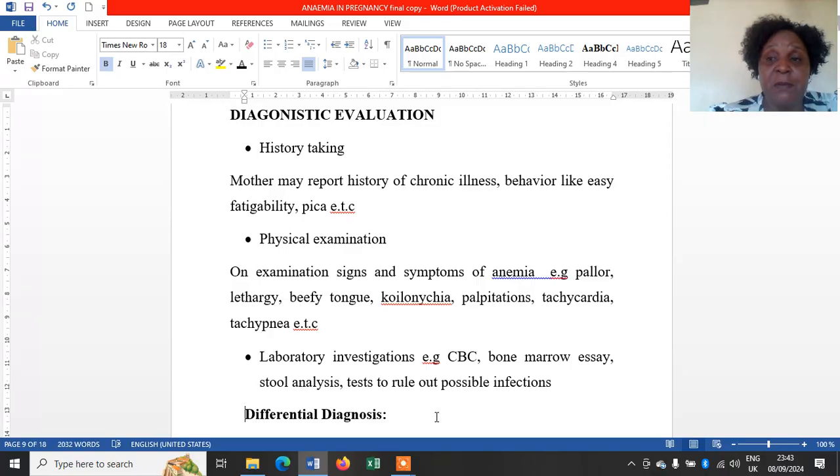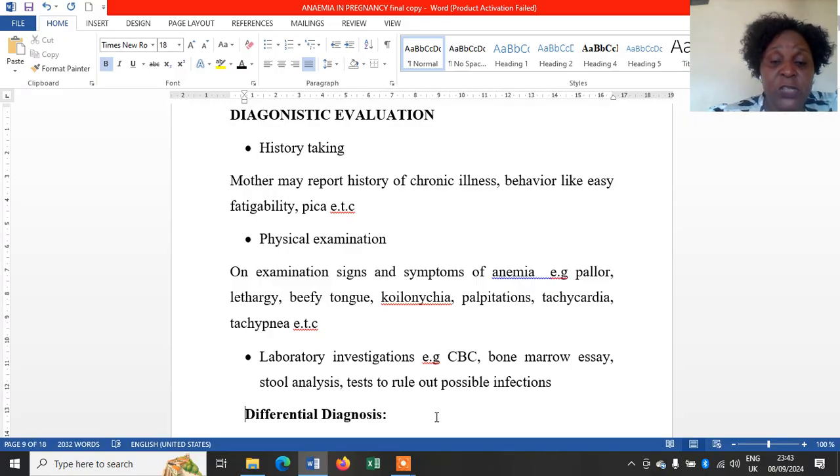Then lethargy, the mother might be weak, with a bifid tongue. Then we have koilonychia. Koilonychia, how can I explain? They are grooved nails. These are key in sickle cell patients. Then palpitations, tachycardia, and tachypnea. These may be key signs and symptoms during physical examination of a mother with anemia.